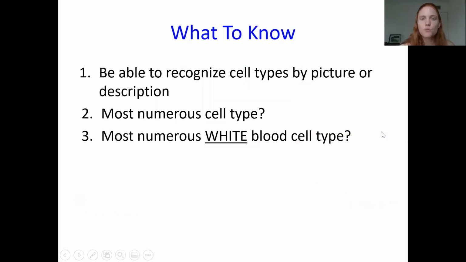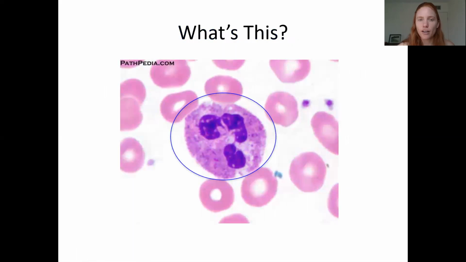Okay, so here's what you need to know for those blood cells. You need to be able to recognize them by a type, by a description, or the picture, most likely picture. You need to know which one is most numerous. The most numerous cell type of all the blood cells is definitely going to be a red blood cell or erythrocyte. And the most numerous white blood cell type is going to be a neutrophil. Neutrophil for sure.